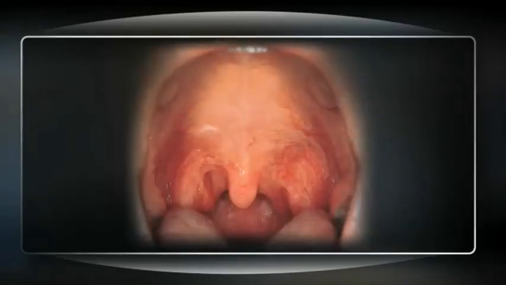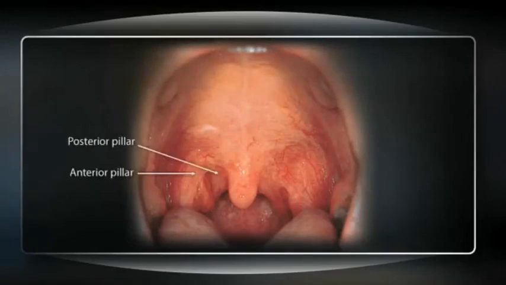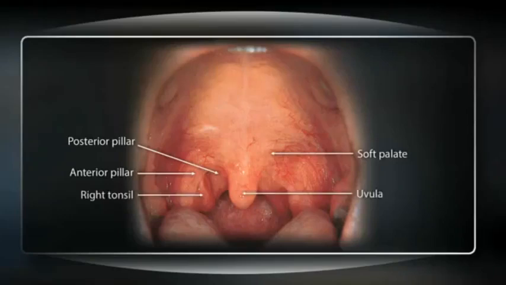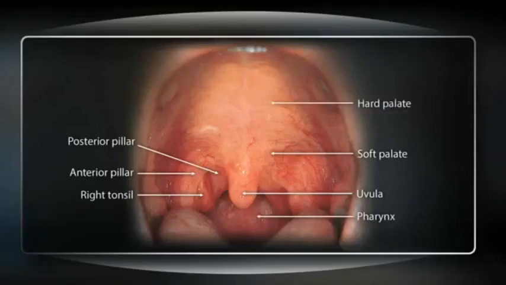Above and behind the tongue rises an arch formed by the anterior and posterior pillars, soft palate, and uvula. Between the pillars on both sides of the mouth, tonsils can be seen in their fossae, or cavities. In adults, the tonsils are often small or absent. Between the soft palate and tongue, the pharynx is visible. The hard palate forms the roof of the mouth.